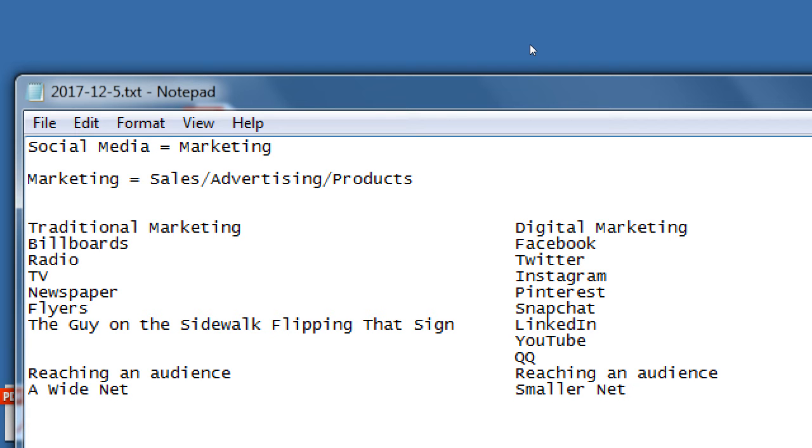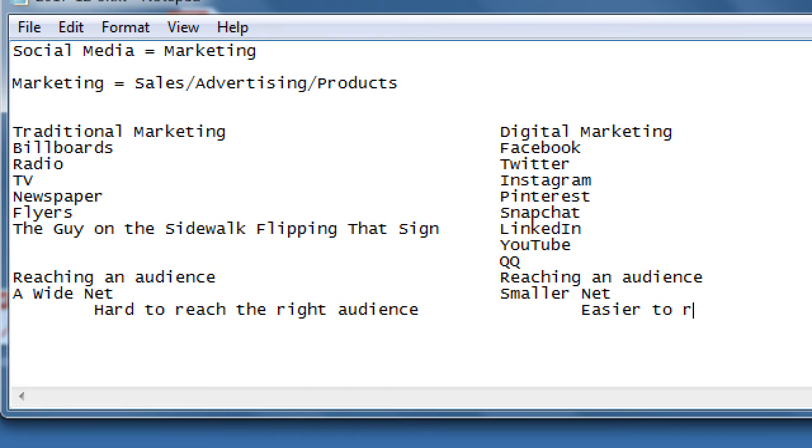So we could say like this, a wide net is hard to reach the right audience. A smaller net is easier to reach the right audience. Not easy, easier. Nothing is always quite easy, but it's easier. If we're comparing both of these marketing channels or marketing branches, we're going to see a lot of similarities and a lot of differences, of course.